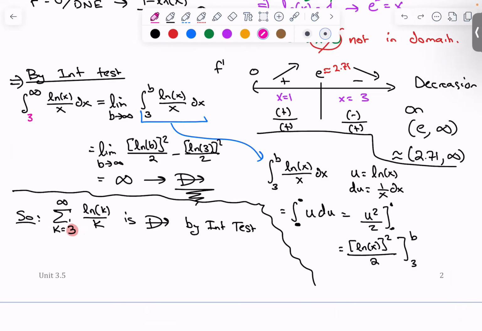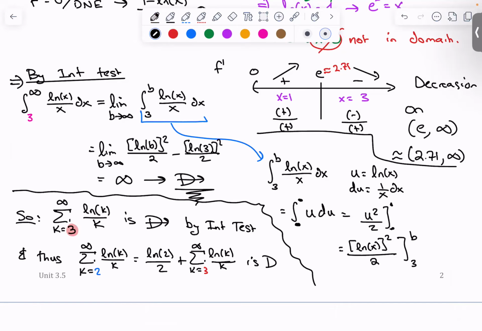But the series from k equals 3 to infinity is divergent by the integral test, and thus the series from k equals 2 of ln of k over k, which is equal to ln of 2 over 2 plus the series from k equals 3 to infinity of ln of k over k, is divergent as well.